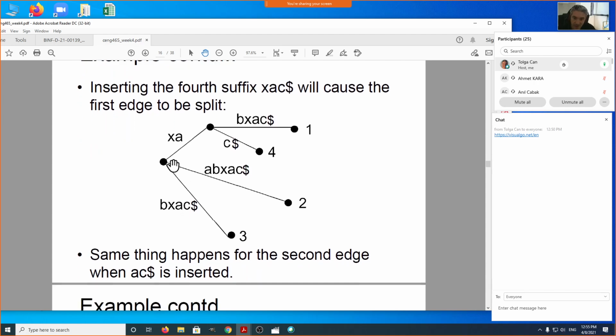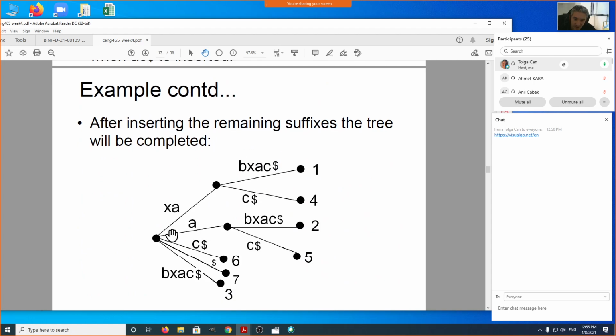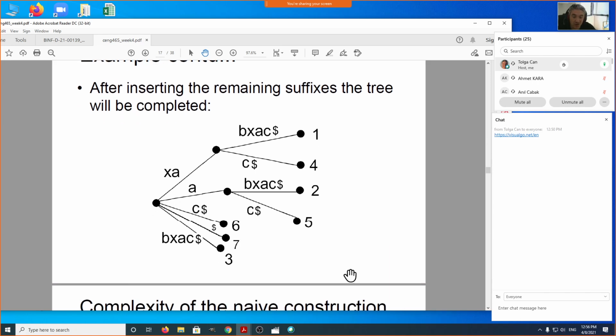Then AC dollar: when we try to insert AC dollar, there will be a match in the middle of this edge. A is matched, and B and C are again mismatching, and we get another split. The mismatch is here, C dollar, fifth suffix here, and this one here. And C dollar is inserted, and dollar is inserted nicely. So this is how we can construct suffix trees in O(n square) time.